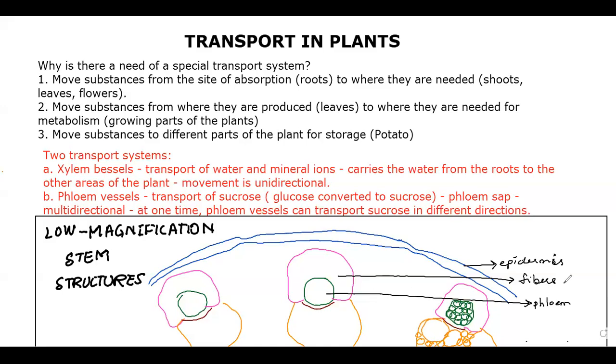You have fibers surrounding what? Surrounding your phloem. And then of course you have your xylem vessels. Now, between the phloem vessels and the xylem vessels, we have a layer of cells. This layer of cells is known as cambium. So this is of the stem. Please keep this in mind.